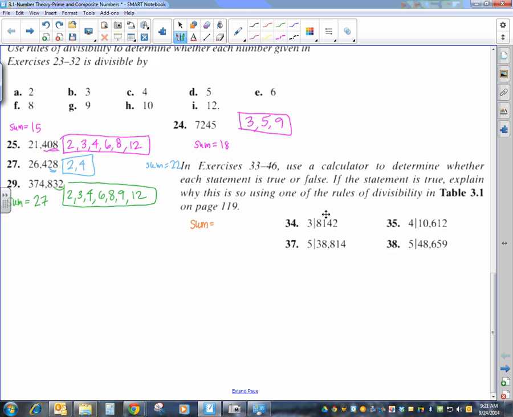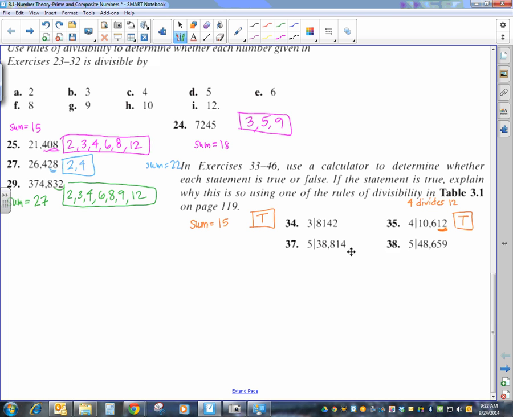8 plus 1 is 9. 9 plus 6 is 15. Does 3 go into 15? Yes, it does. So I'm happy with that explanation. You can tell me because the sum equals 15. Okay? 35. Does 4 divide evenly into 10,612? I'm looking at the last two digits. And 4 goes into 12. It does. So this would be true. And your reason you can say is that 4 divides 12 because those are the last two digits.